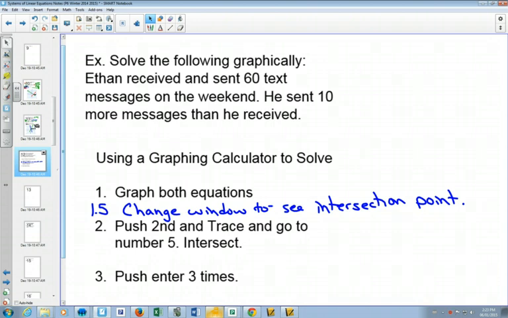And before you find the intersection point on your calculator, try and do this one mentally. This is one that with guess and check you can find the answer quite quickly. It's not as hard as the last one.